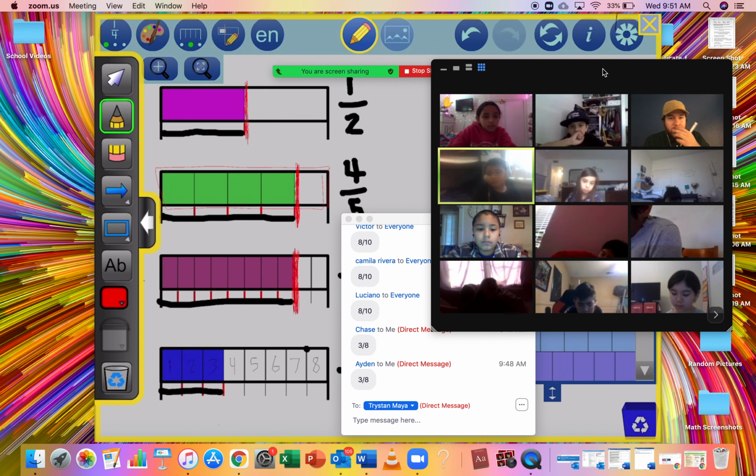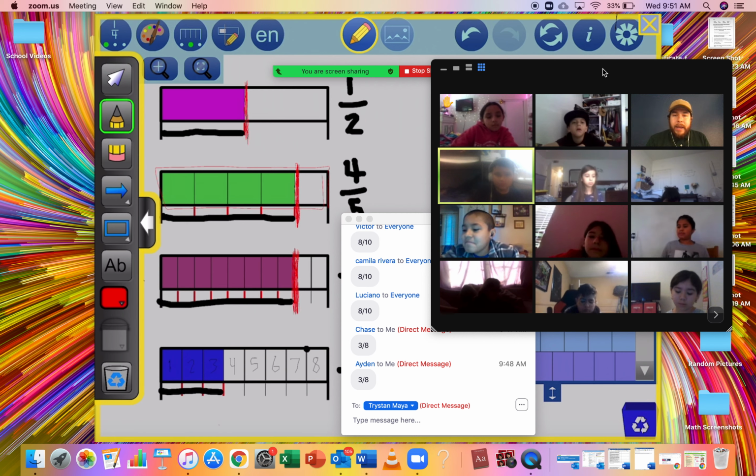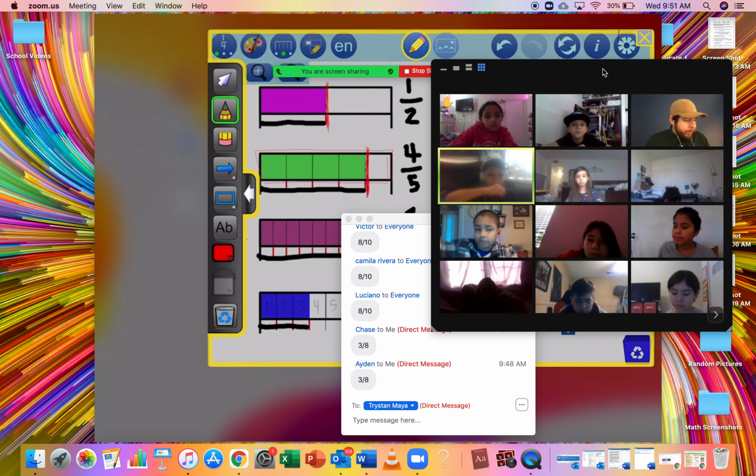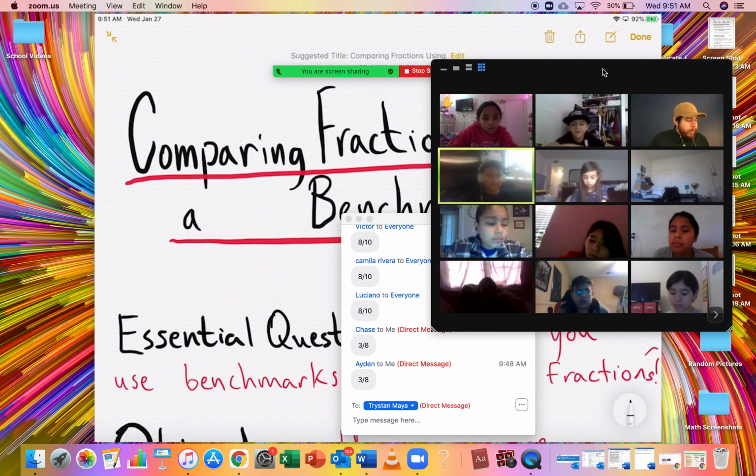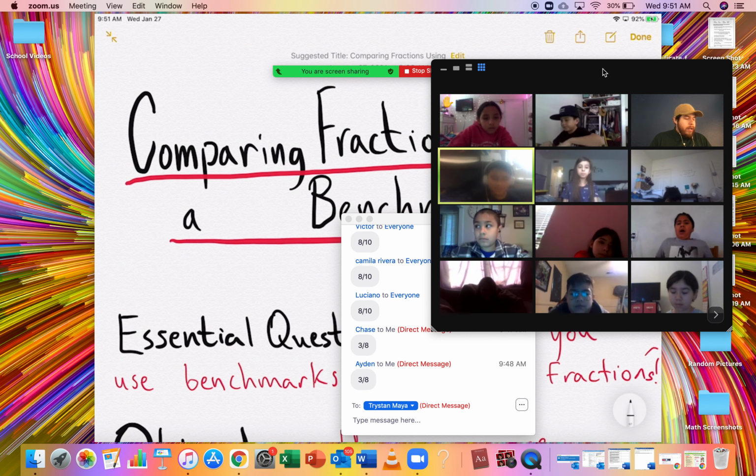So that was kind of a quick review to get us prepared and get our minds ready for what we're going to do now, which is we are going to learn about comparing fractions using a benchmark. So first we start with our essential question. How can you use benchmarks to compare a fraction?